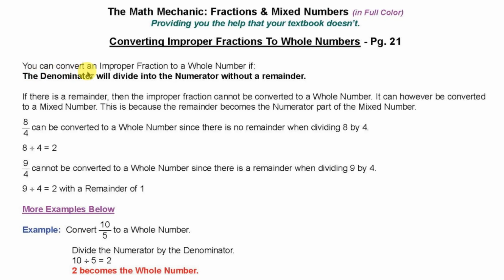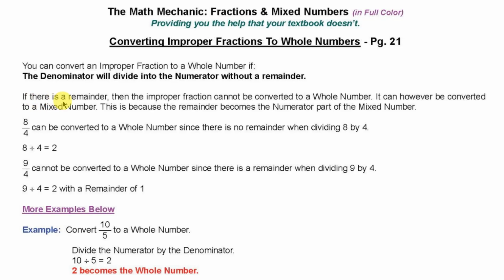You can convert an improper fraction to a whole number if the denominator will divide into the numerator without a remainder. Again, I will repeat. You can convert an improper fraction to a whole number if the denominator will divide into the numerator without a remainder.